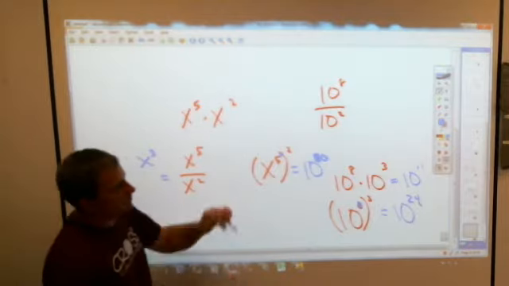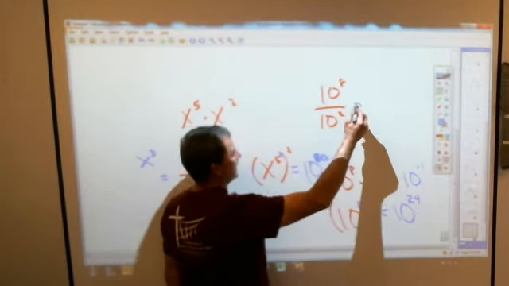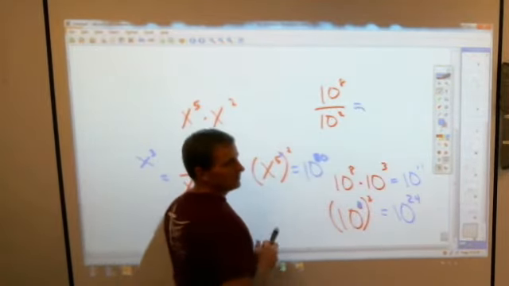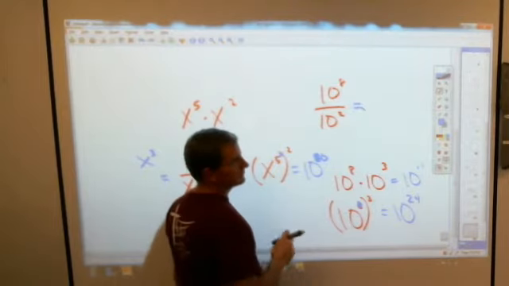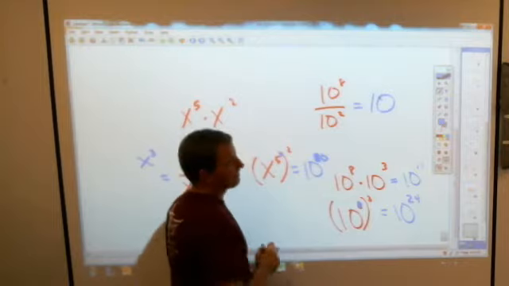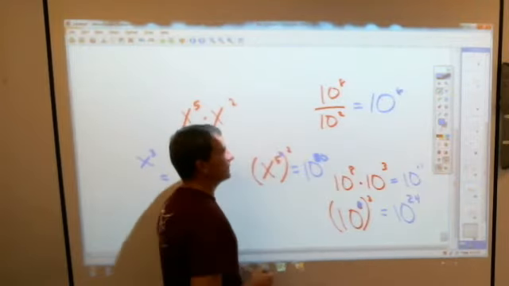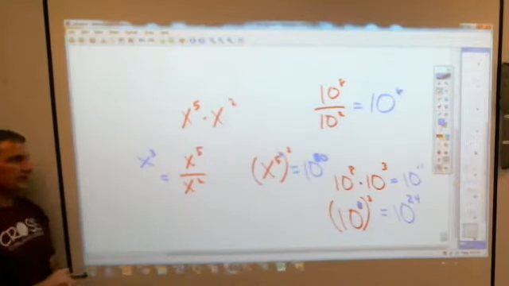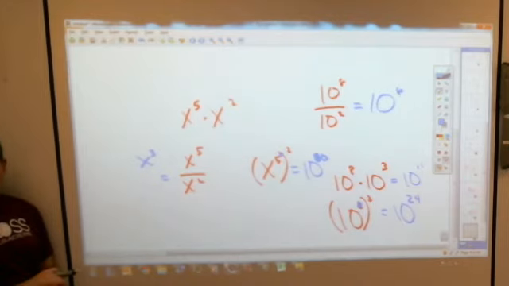How about this one? 10 to the 8th power divided by 10 to the 2nd power. Layton? 10 to the 6th power. You subtract.